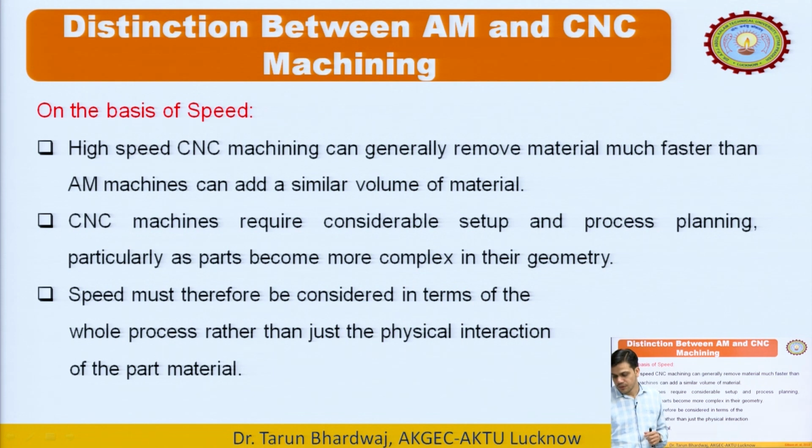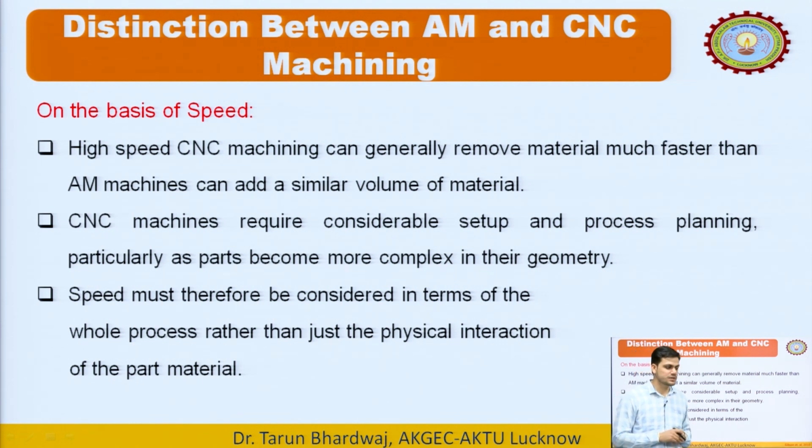Okay. Now if we compare on the basis of speed, high speed CNC machining can generally remove material much faster than AM machines. It means if we have to create any shape, CNC will take very less time than additive manufacturing.